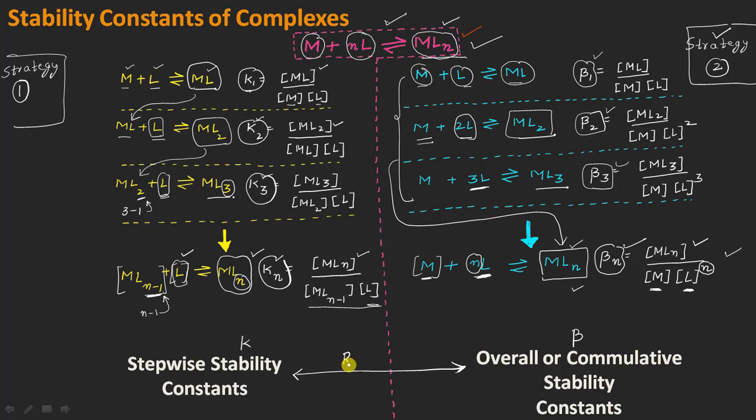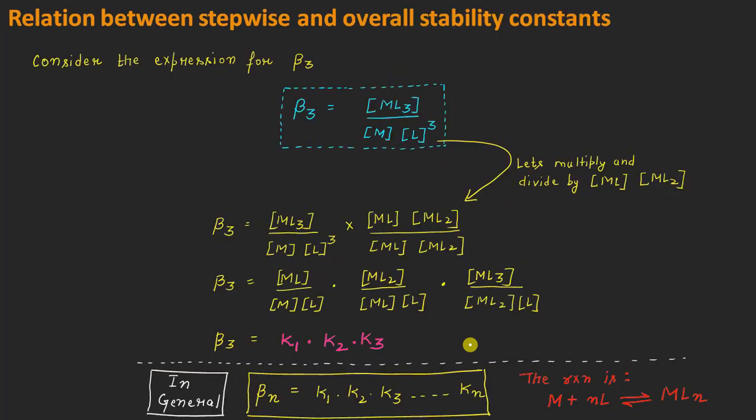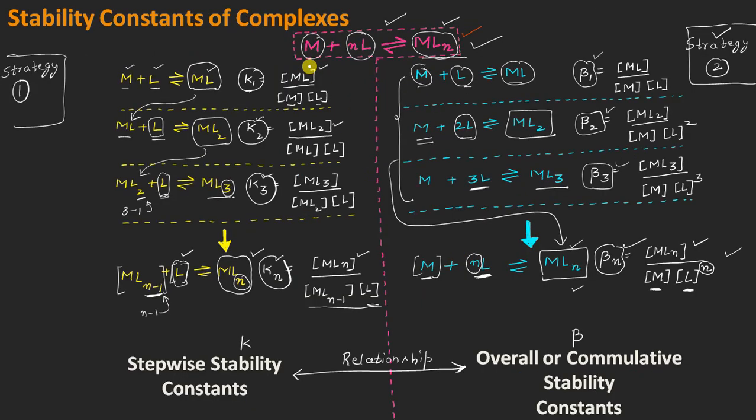So we will try to find out what the relationship is between the K and the beta for an equilibrium type of reaction regarding the thermodynamic stability of the complexes. Okay, now let us start from the expression for the beta 3, which you can see here.